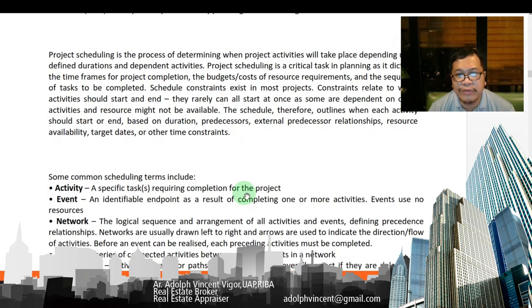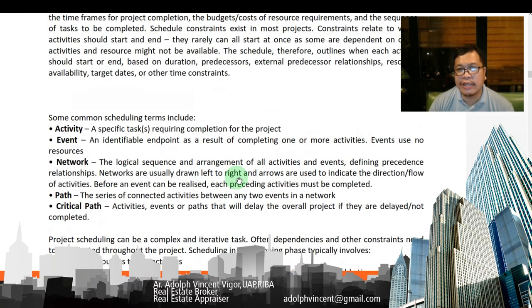Okay, so let's look into some common scheduling terms. So some common scheduling terms are, first is activity. So it means a specific task requiring completion for the project. For example, in the field of architecture or construction, we have painting works, ceiling works, concrete works. So that's an activity. So an event is an identifiable endpoint as a result of completing one or more activities. So events use no resources.